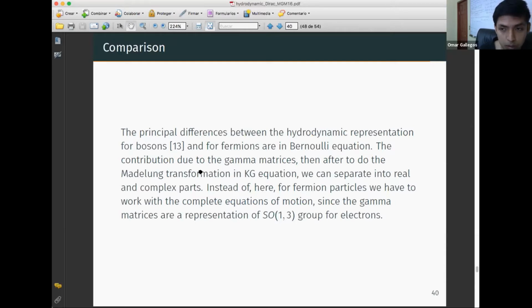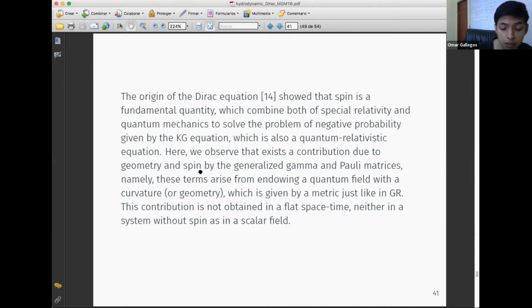And one difference with respect to the hydrodynamic description for boson particles is that in boson particles the equations can be separated into imaginary and real parts, but in fermion particles we don't have this separation. And the important term is the term that relates the spin and geometry.